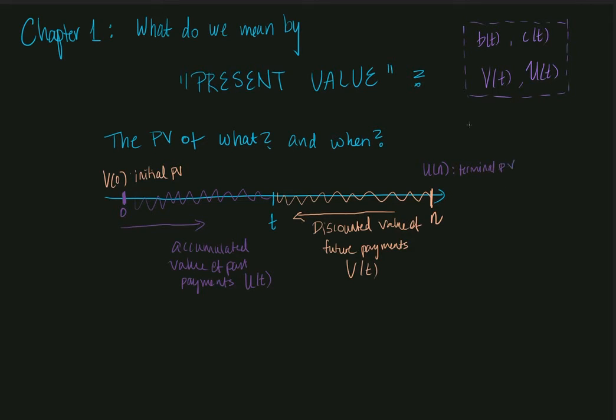So it gets confusing. When we say present value, do we mean V? Do we mean U? Well, it depends on the context. So that's one thing you have to keep in mind.